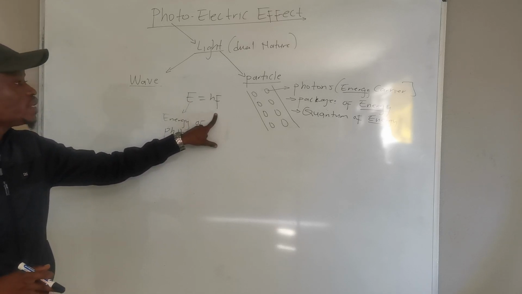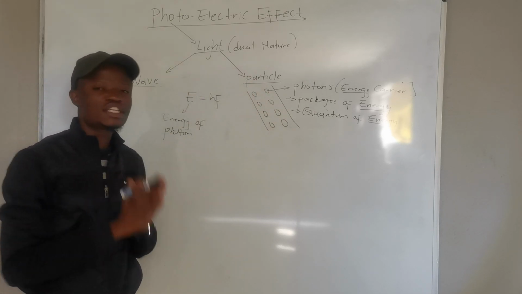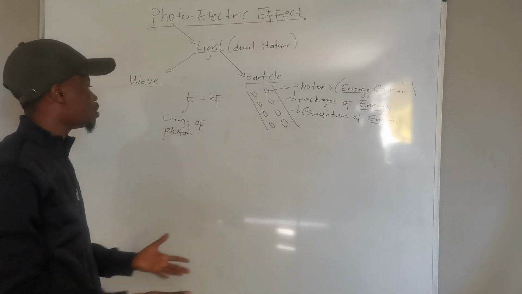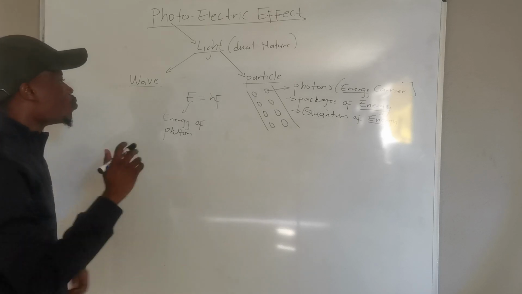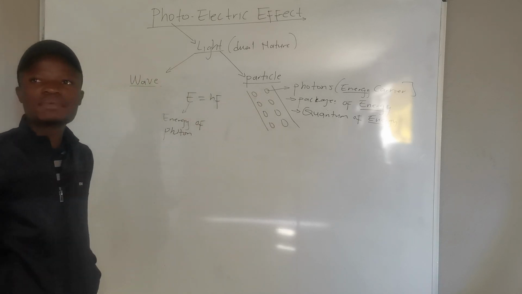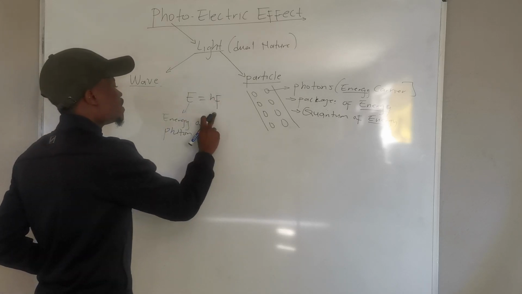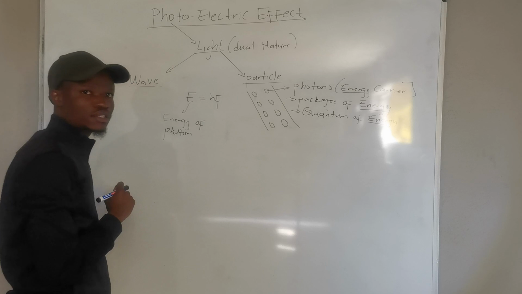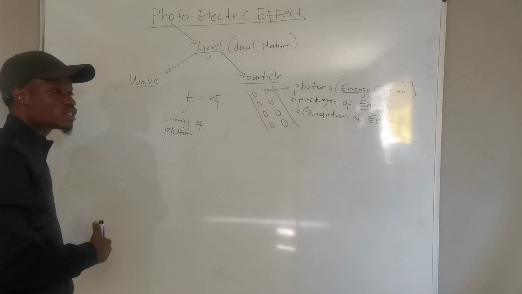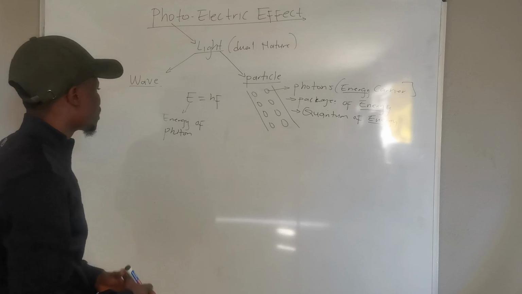Are we together? So, meaning that the particles, which are called photons, are going to have different energies depending on their frequencies, depending on their colors. We are not saying that the photons have the same energy. We are saying the photon's energy is dependent on the frequency, and the frequency is dependent on the color of the light. The red light will differ from an orange light, will differ from the violet light.